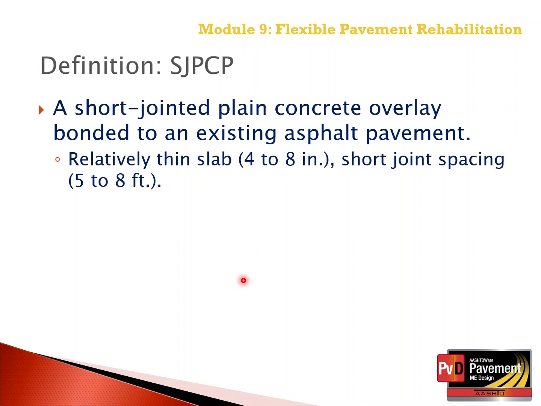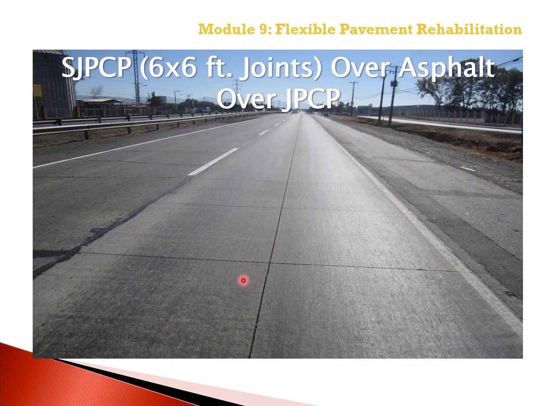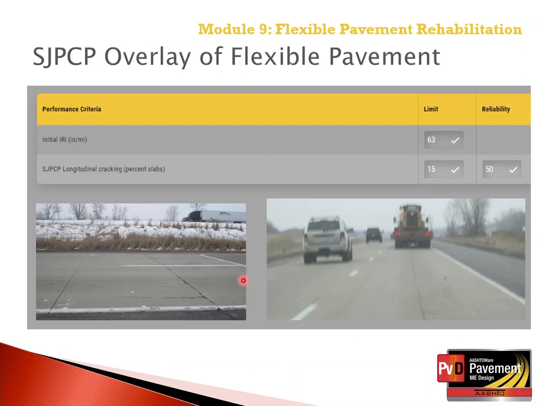site-specific features. This just shows a photo of a short jointed plain concrete pavement using 6 by 6 foot joints that were placed over an asphalt, which was placed over an existing jointed plain concrete pavement. The performance criteria for short jointed plain concrete pavements are shown on this slide.